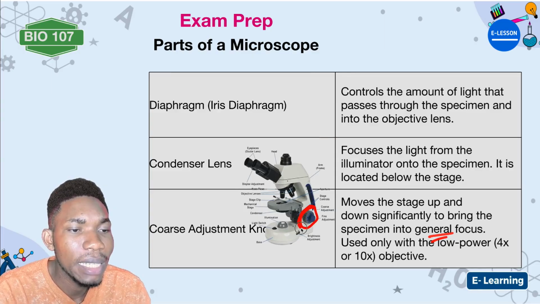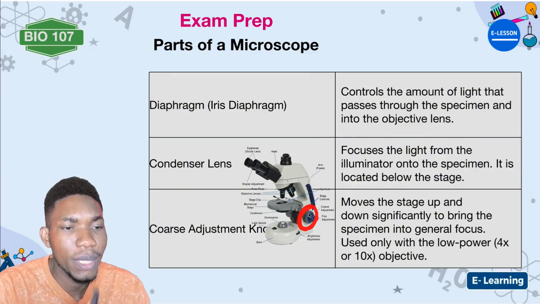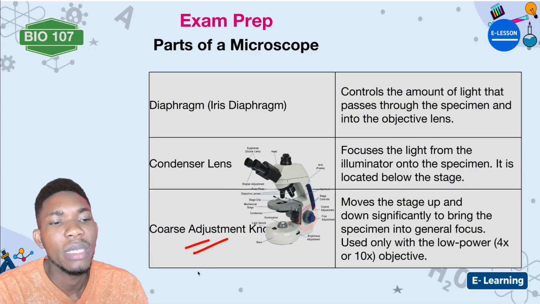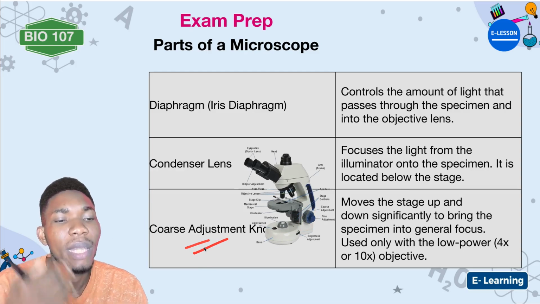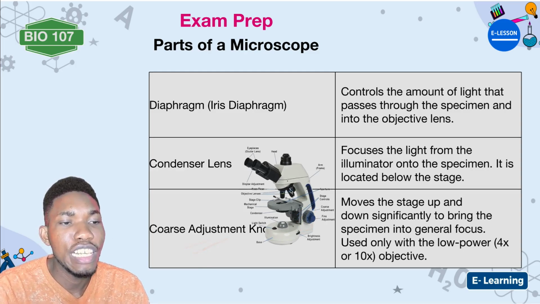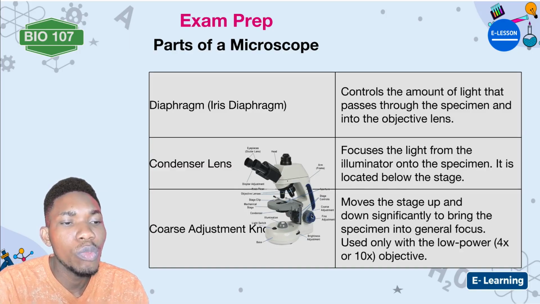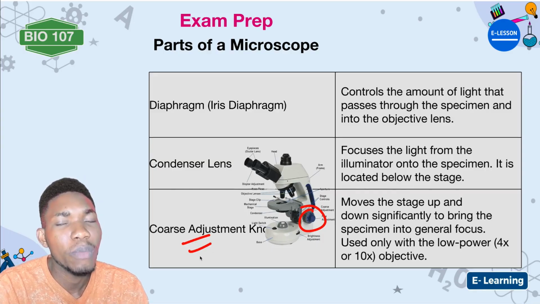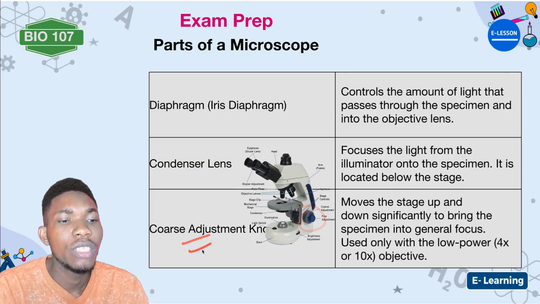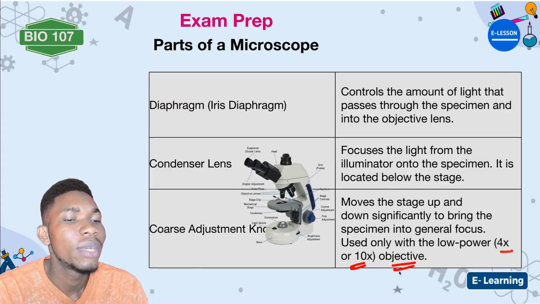This big part here, there's a big knob at the corner of this thing that you can rotate, you can twist it. That is called the coarse adjustment knob. Are you getting it? It moves the stage up and down. The lenses here don't move. You cannot move the lens up and down. It is the stage you move. When you move the stage, the object will come into focus. What helps the stage to move is the what? The coarse adjustment knob. For general focus, it uses only low power like the 4x and 10x objective lens.